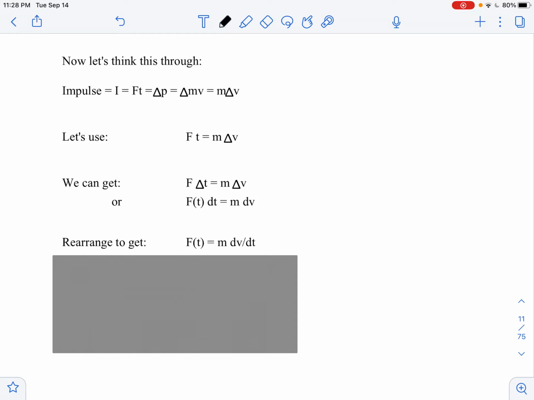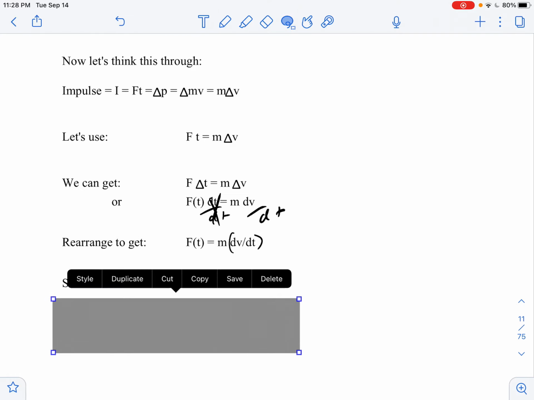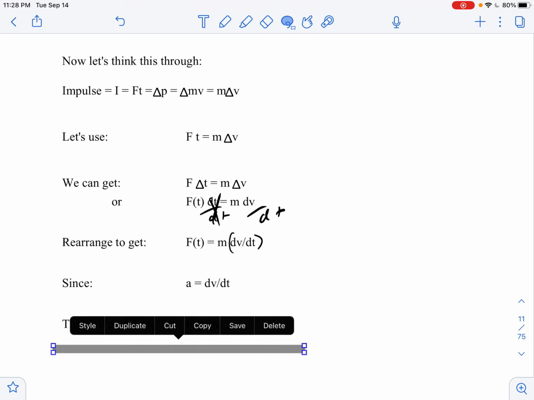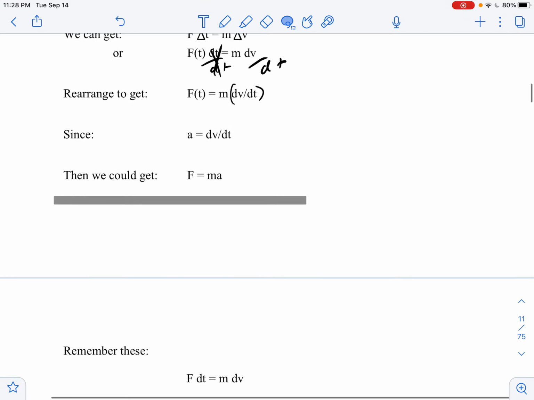If I divide by dt on both sides, I can isolate the force as a function of time and set that equal to mass times change in velocity over change in time. And what are we really talking about here? That's the acceleration. That's good old Newton's second law. Ta-da. That's kind of cool. But wait, there's more.